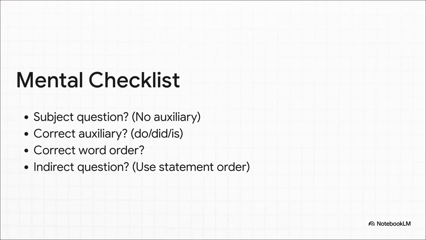Before you speak, just run through this quick mental checklist. First, ask yourself, is this a subject question? If so, you might not need an auxiliary verb. Second, did I use the correct auxiliary verb, like do, did, or is? Third, is the word order correct? And finally, is this an indirect question? If it is, remember to use statement order. This quick check will really help build your confidence.